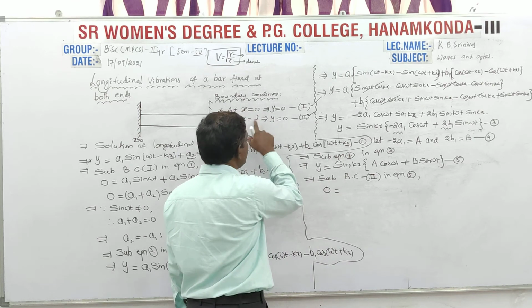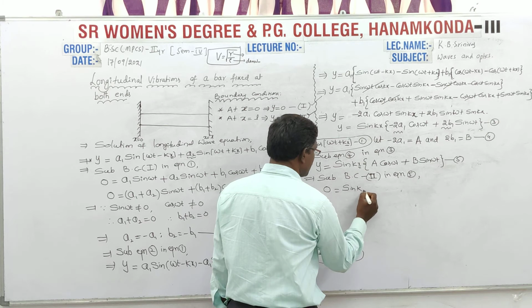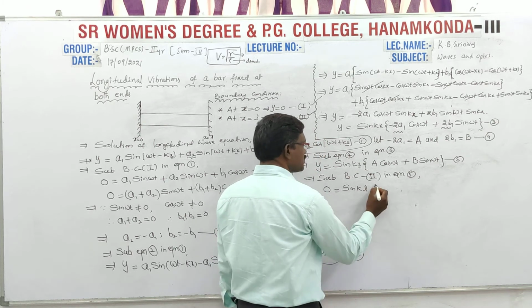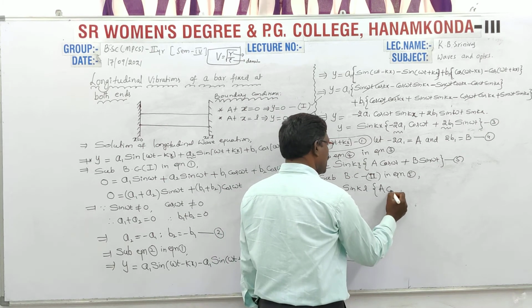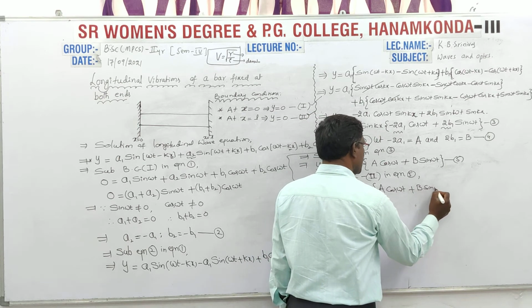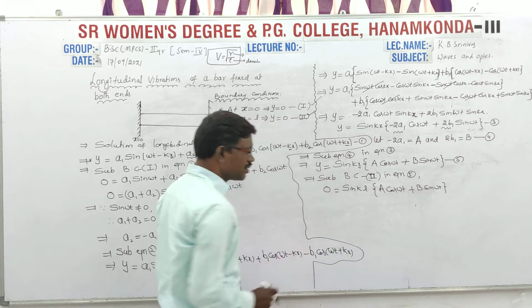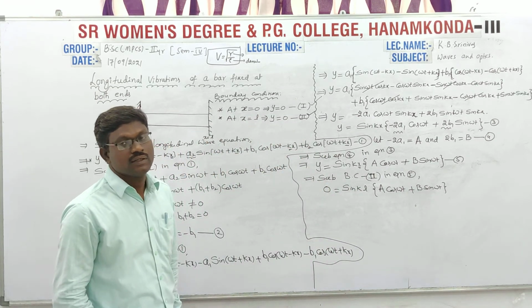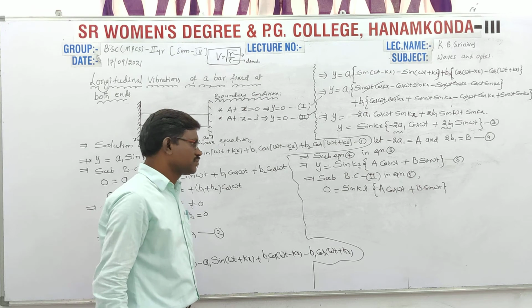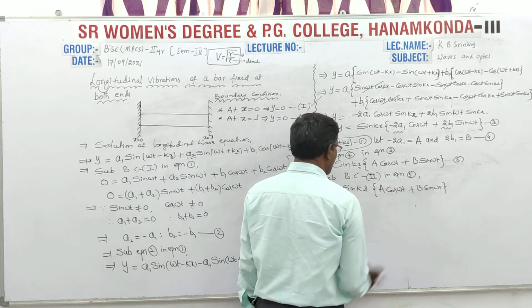So x by L. Here we are having x and that will be replaced by L. Sin kl of A cos omega t plus B sin omega t. Simply I have replaced x by L, y by 0. I am using the second boundary condition. See the equation: product of these two terms equal to 0.